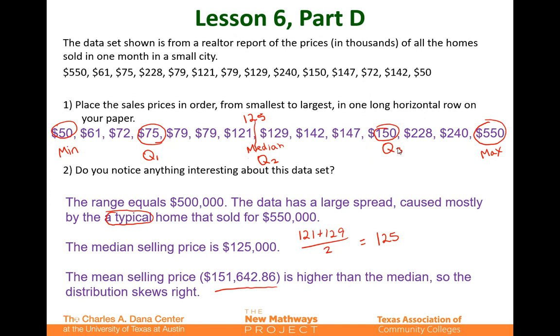First, we needed to find the median, and then we look at the bottom half of the data. We find the median for the bottom half and the minimum value, and then we look at the upper half of the data. We find the median for the upper half and our maximum value. And we're going to put all of those on that graph. I'm going to write them down here on my notebook paper. 50, 75, 125, 150, 550.